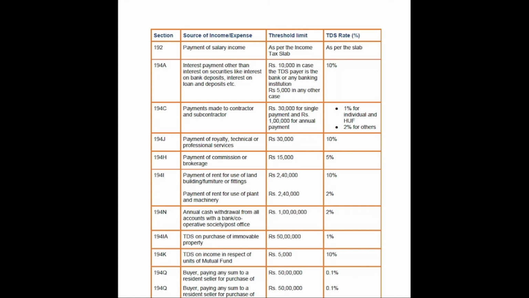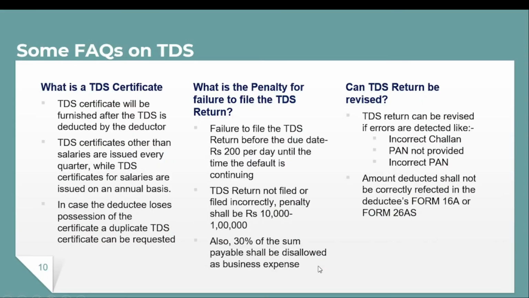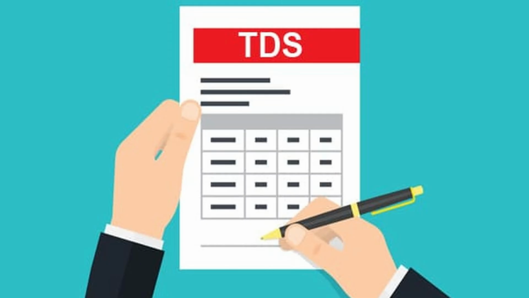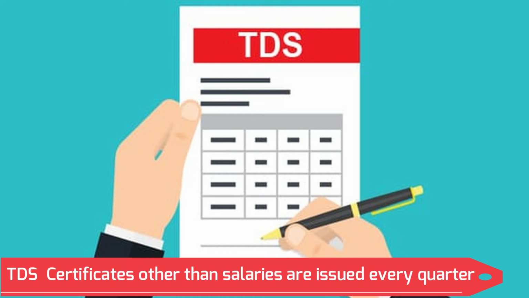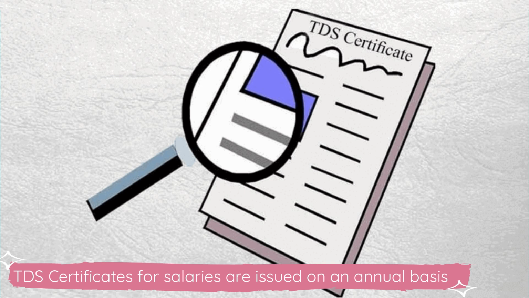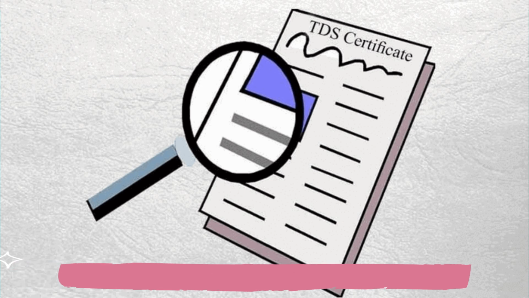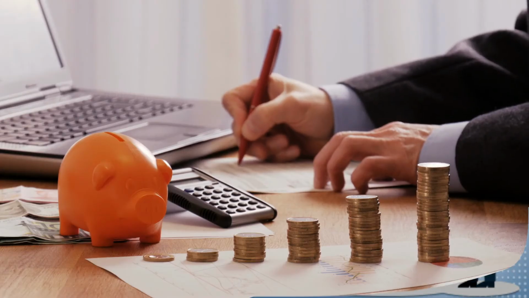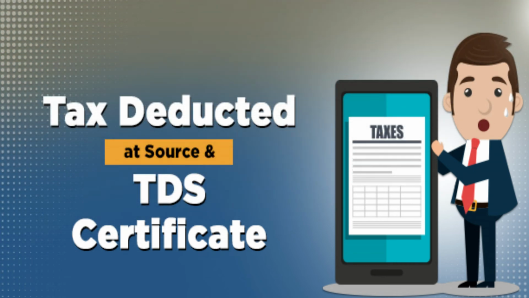Coming back to our PPT, we start with some of the FAQs on TDS. The first one is, what is the TDS certificate? A TDS certificate will be furnished after the TDS is deducted by the deductor. TDS certificates other than salaries are issued every quarter, while TDS certificates for salaries are issued on an annual basis. In case the deductee loses possession of a certificate, a duplicate TDS certificate can be issued.